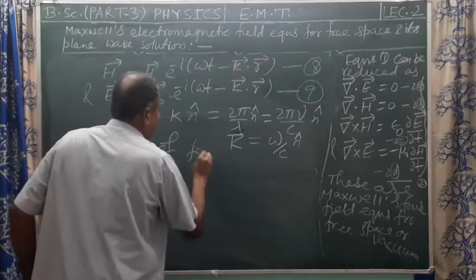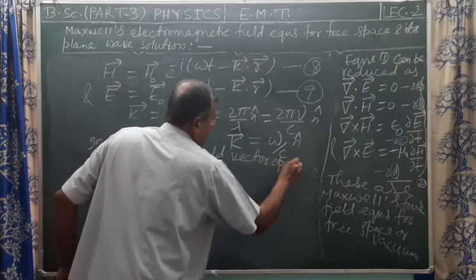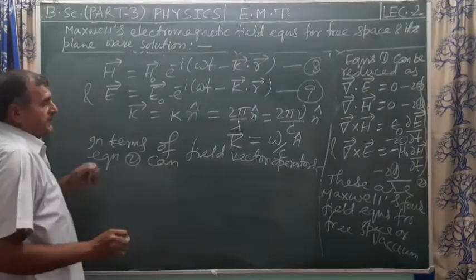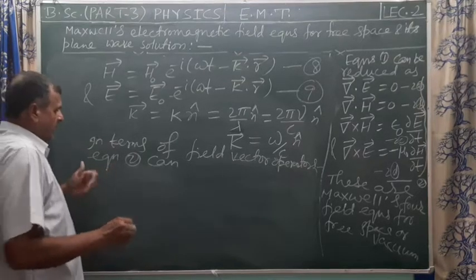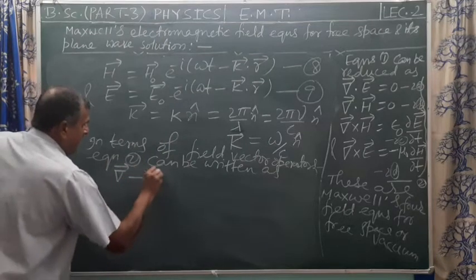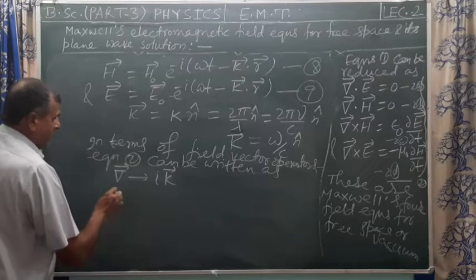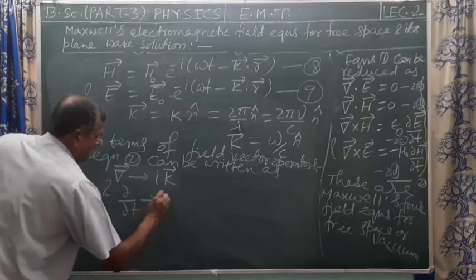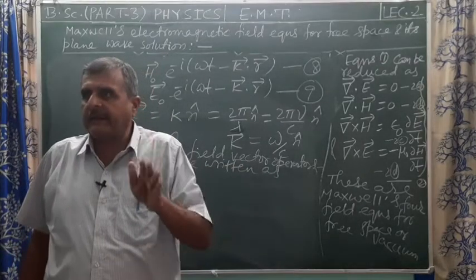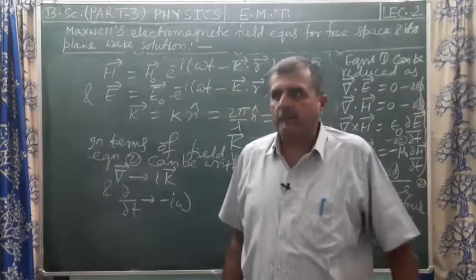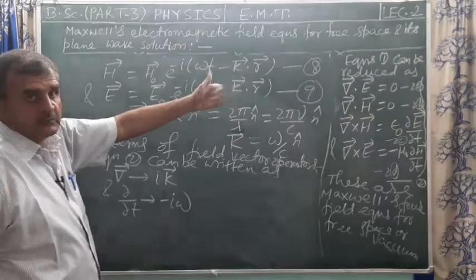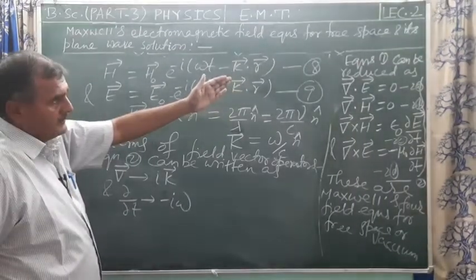In terms of field vector operators, equation 2, that is Maxwell field equations in free space, can be written after replacing del vector by i k vector, and del upon del t by minus i omega. So the four equations of the set of equation 2 can be written as follows.